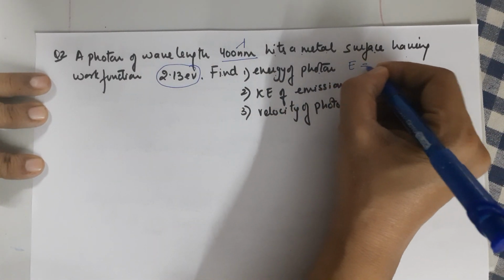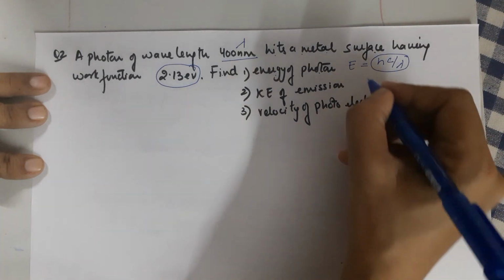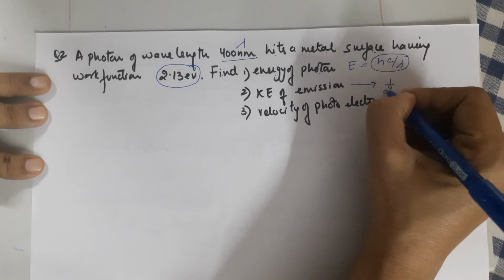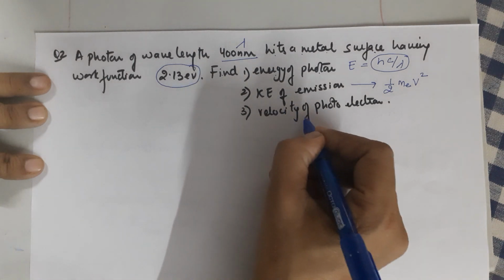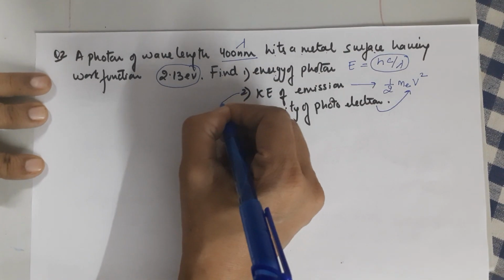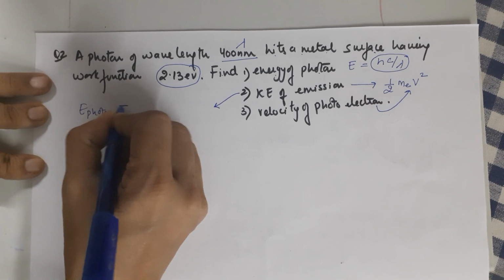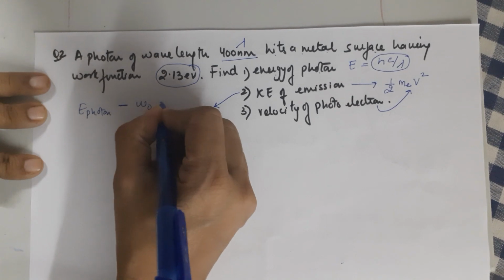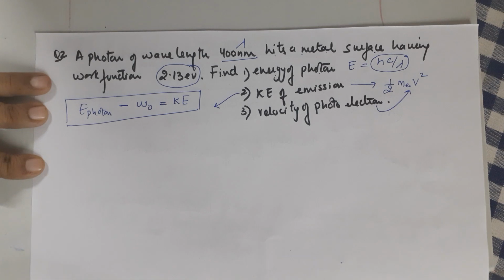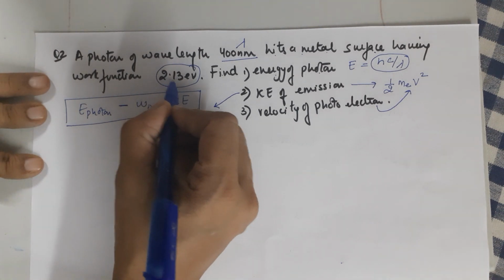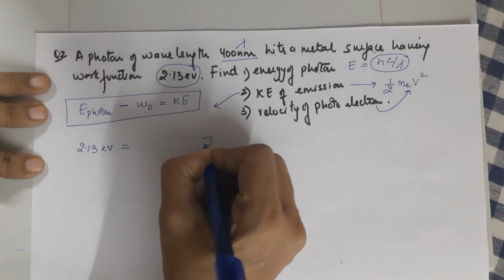How will the energy of the photon be calculated? It can be found by hc by lambda. Done. How will the kinetic energy of emission be calculated? Half mass of electron into velocity square. It can be found like this also. The velocity will be found like this. For kinetic energy, what you need is the energy of the photon minus the work function, which will give you the kinetic energy of the photoelectron.